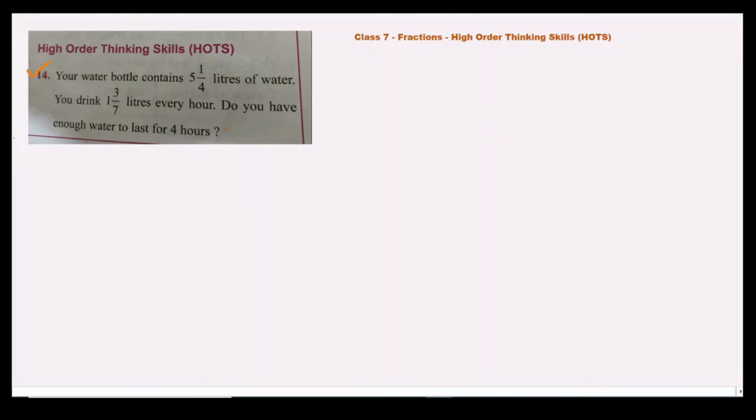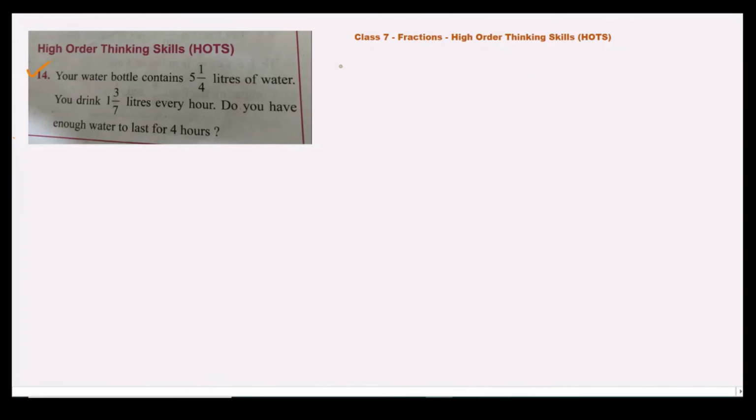So we have a water bottle that contains 5 1 by 4 liters of water, and every hour you are drinking 1 3 by 7 liters of water. Whether the water bottle has enough water to last for at least 4 hours, that means we have to compare the water available in the bottle and the amount of water that we can drink, using the given data.